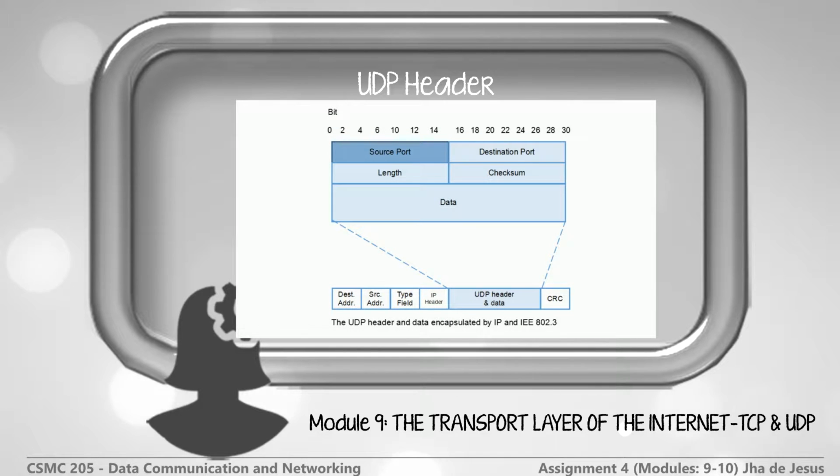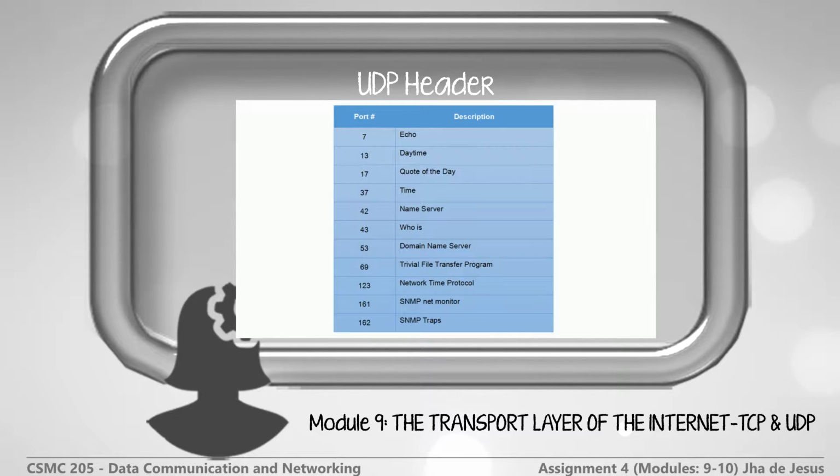The source port is the process port number of the originating station, while the destination port is the process port number in the receiving station. This port will depend on what program we're going to run. For example, if we are running DNS, the destination port will be 53, while if we're using trivial file transfer program, the port will be 69.